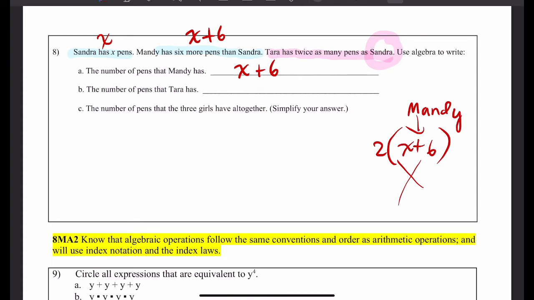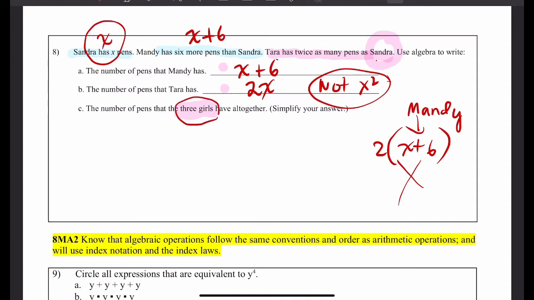Okay? But Tara has twice as many pens as Sandra. Okay? So Tara is 2x, not x squared. Some of you answered x squared. No, it's not x squared. Twice as many is 2x. Okay? So the number of pens the three girls have. Some of you just put in Mandy plus Tara. You forgot Sandra because it says the number of pens the three girls have.